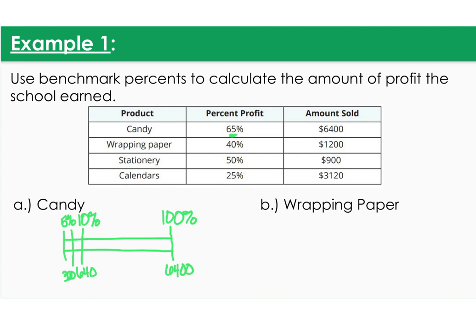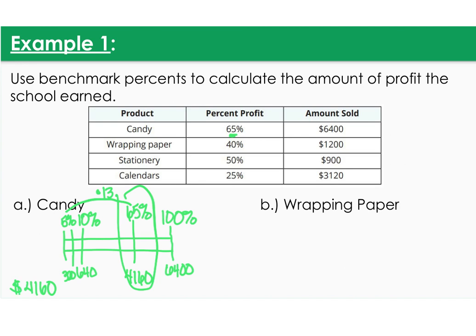And then to get to the 65% range, how do I go from 5 to 65? That would be times 13, which means I'm going to do the same thing to 320, and I'm going to multiply it by 13, which is 4,160. So the profit would be right here, 65%, $4,160.